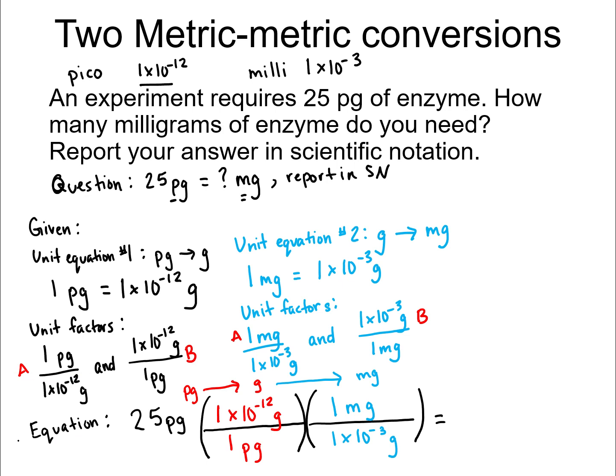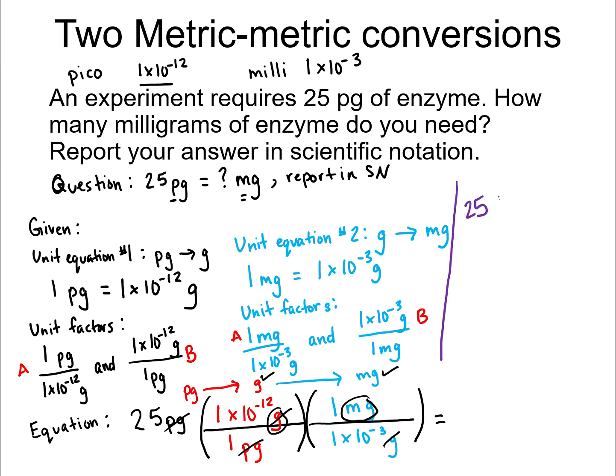Now we need to cancel out these units and end up with milligrams. We get to grams first. Then we get to milligrams. And the way that you need to write this into your calculator, I'm going to do that in purple over here.